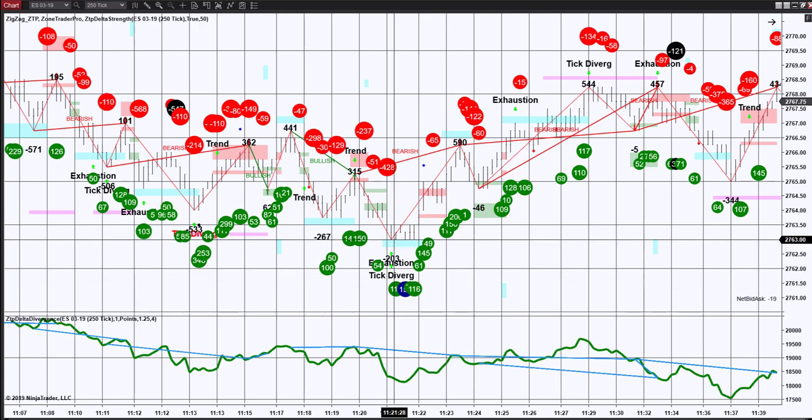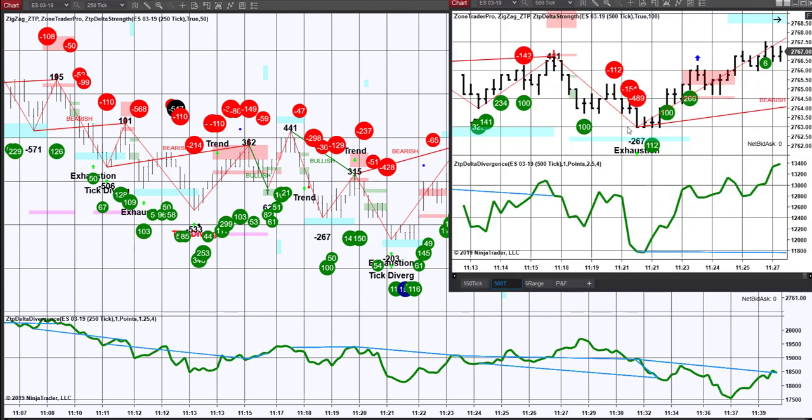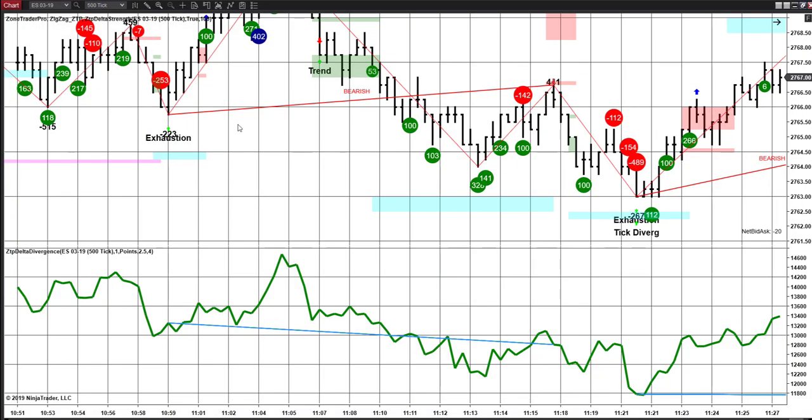Now, there is no divergence here on this chart or the 500 tick chart, but the 500 tick chart was also giving us an exhaustion pattern, which is a reversal pattern. And it's also coming at an area that is super important, and why the delta strength is important to put on your chart. So the price where this kicked off at was 27.63.